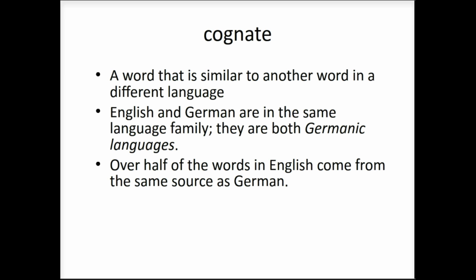So if you drew a family tree of all the languages, you would see English and German being very close on that family tree, and they are actually both part of a branch called the Germanic languages. And over half of the words in English come from the same source as German, which is why we see so many similarities.